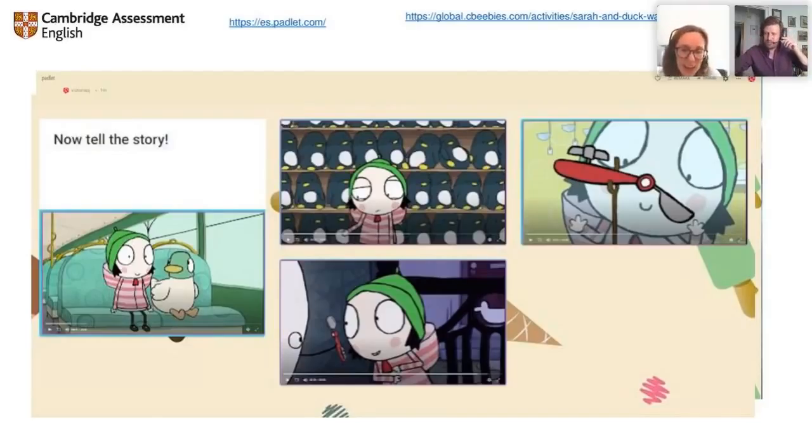Yes, in this case, the lead-out activity was to tell a story. So to make it easier for our students, we were taking screenshots of the main points in the story, and they can either tell you the story or work together to tell the story in a breakout room if you're using Zoom, or they can write their story collaboratively on a Padlet.